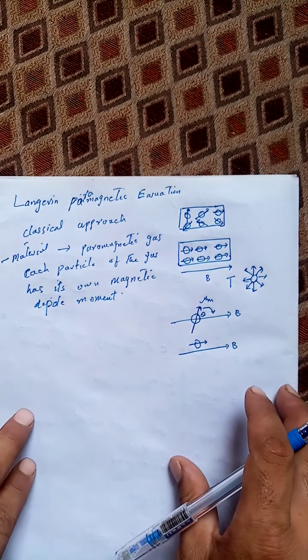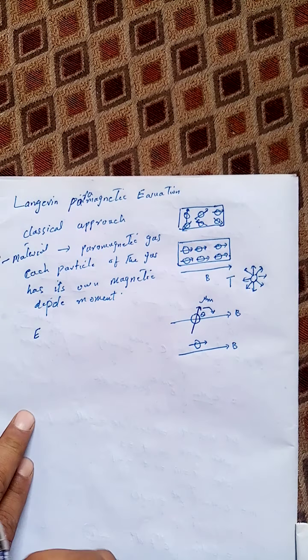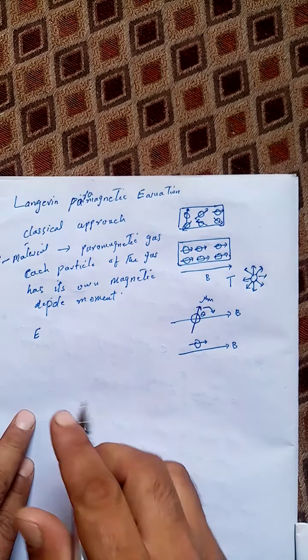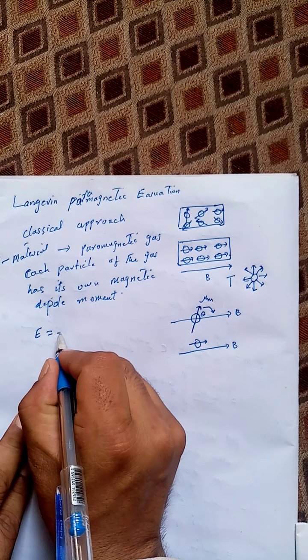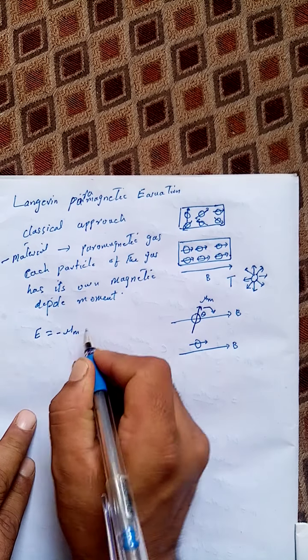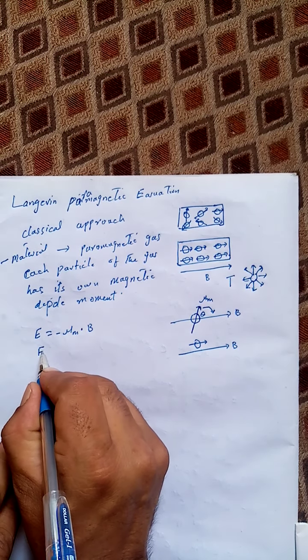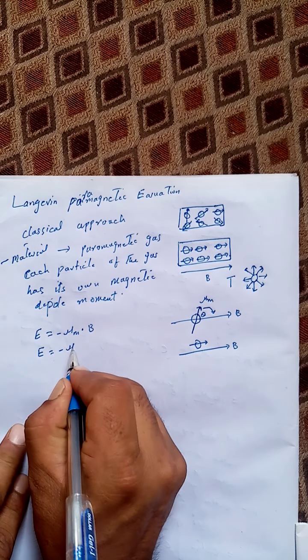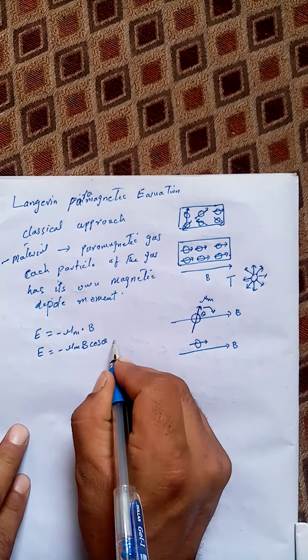So the potential energy, which I will represent by E, of the atom in the presence of the magnetic field is given by this relation we already derived: E is equal to minus mu m dot B, or E is equal to minus mu m B cos theta. This is equation number 1.